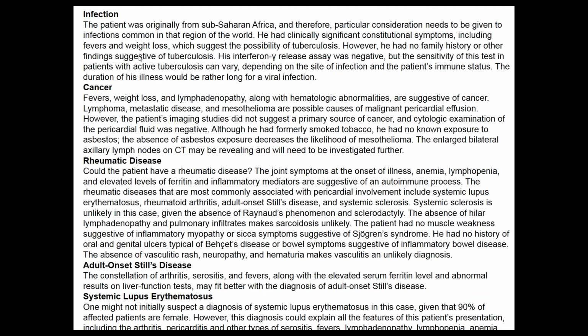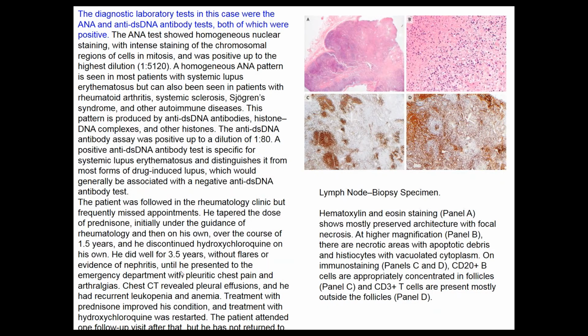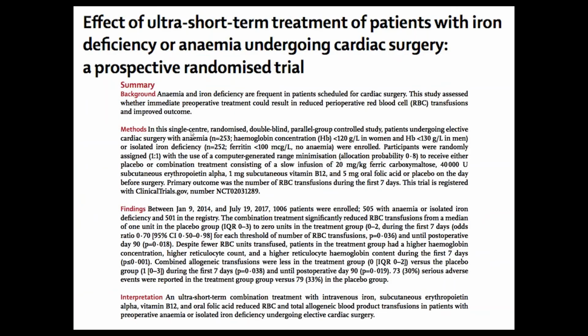So the discussant considers infectious disease, cancer, rheumatic disease, adult onset Still disease, and then focuses on systemic lupus erythematosus. And his antibody tests, anti-double-strand DNA antibody tests, were both markedly positive. A lymph node biopsy specimen is done, which is also consistent with that diagnosis. And then the patient is given the appropriate treatment and gets better.